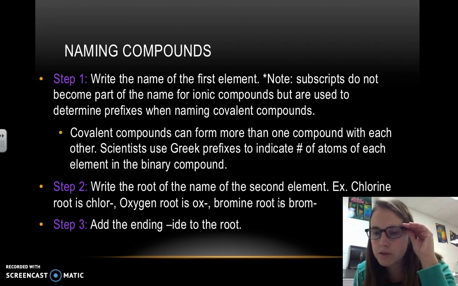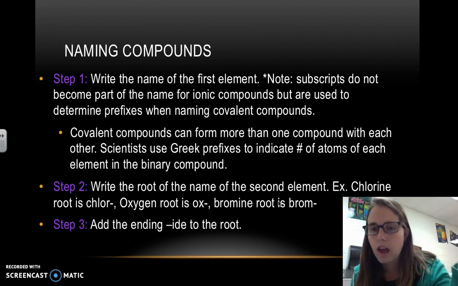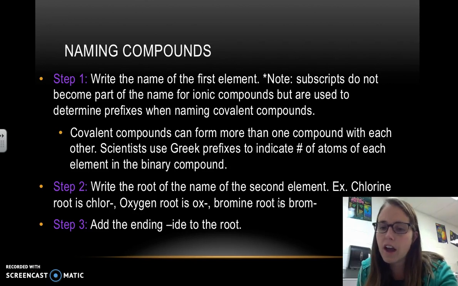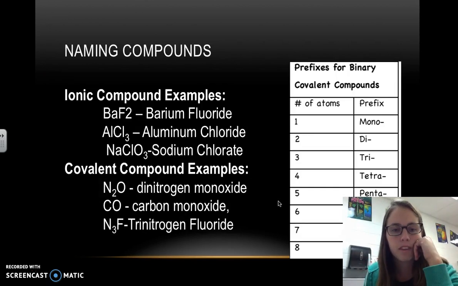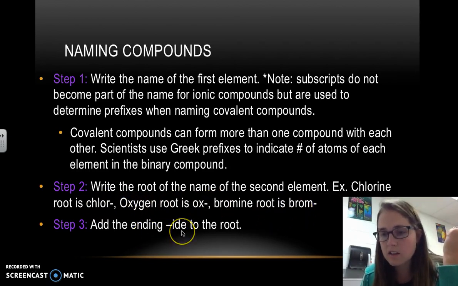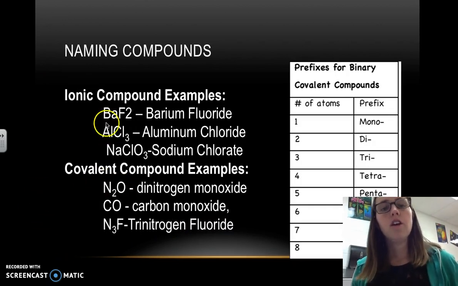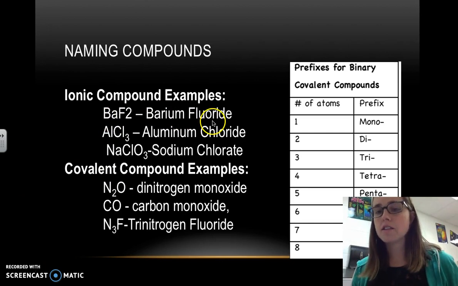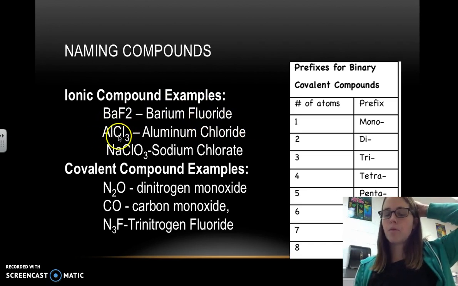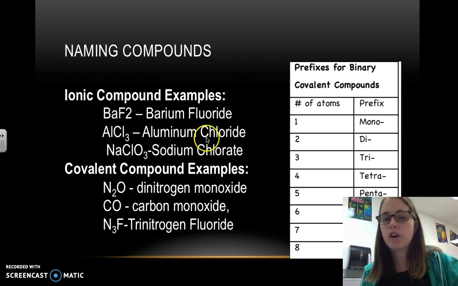For covalent compounds, though, we're going to use prefixes. The prefixes we'll look at in a sec, but they indicate how many atoms of each element are in the binary compound. Then you're going to write the root of the name of the second element. So chlorine becomes chlor, oxygen becomes ox, bromine becomes brom, and then you add "ide" to the end. An example of that would be barium fluoride. We just said the first name and then added fluoride. Aluminum chloride, okay? Wrote the first one out and then the second one: aluminum chloride.